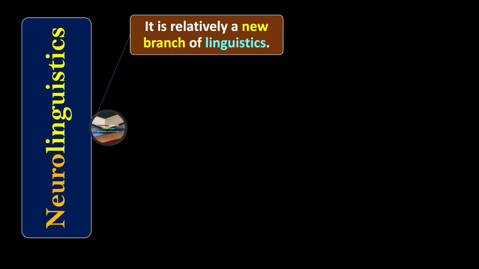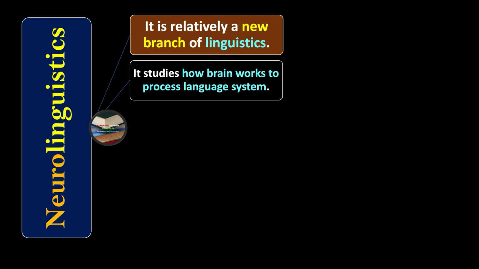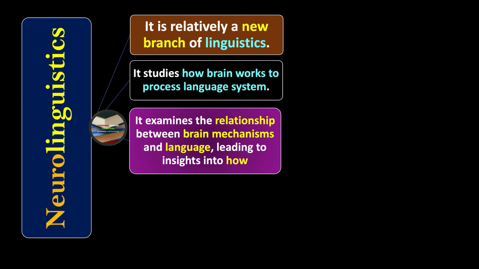It is a relatively new branch of linguistics. Actually, neurolinguistics earlier started in the field of psychology, and from psychology we have imported it into the field of linguistics. Anyway, it's a relatively new branch of linguistics. Nothing more to explain. It's very much clear. It studies how the brain works to process the language system, how the brain functions in processing the language system. It examines the relationship between brain mechanisms and language, leading to insights into how language is processed.